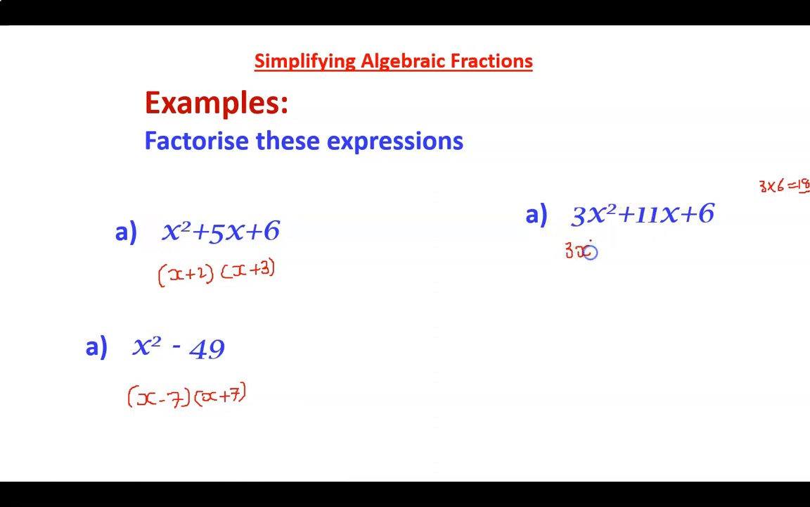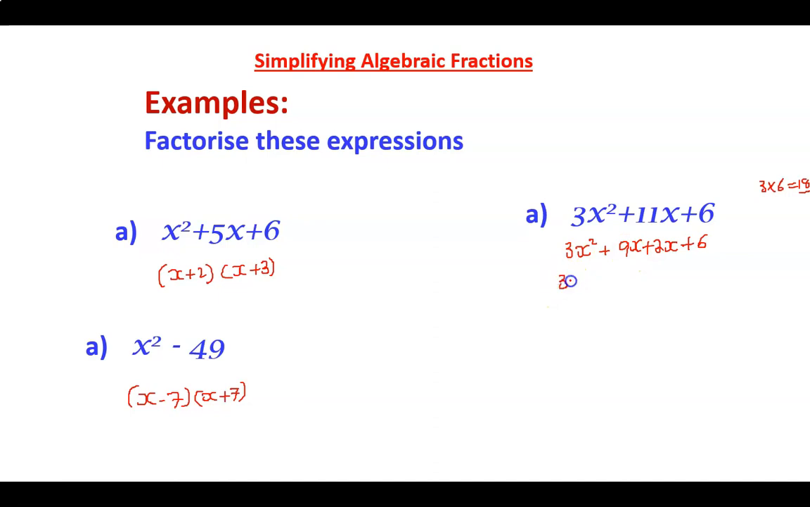So let's do it. 3x squared, I keep it as it is. This 11x, I'm going to split into 9x and 2x. And the 6, we are going to keep it. That's all. We don't need the 18 anymore. Now I'm going to factorize those two separately.